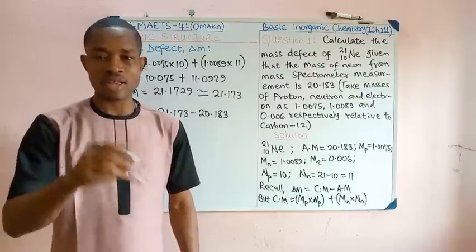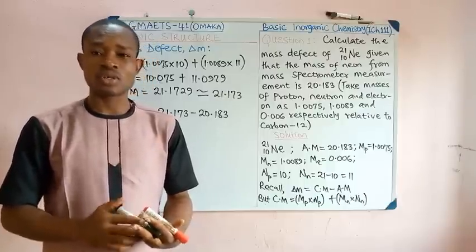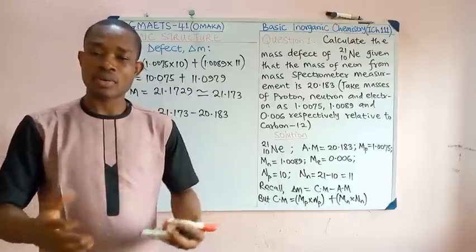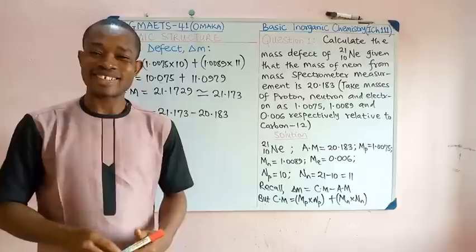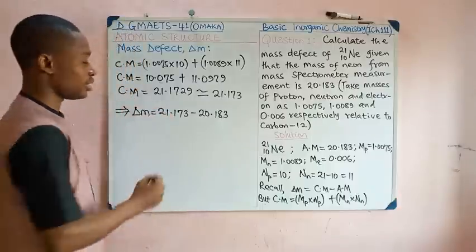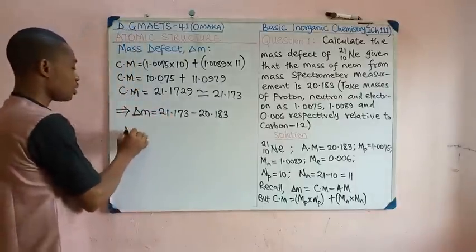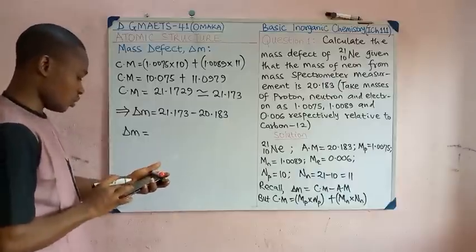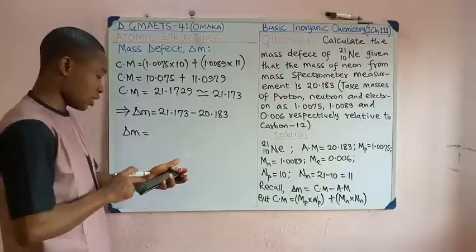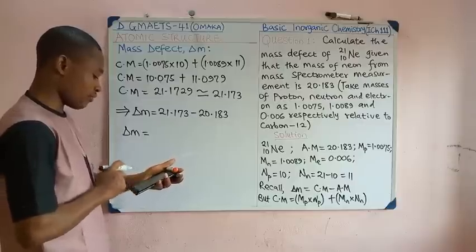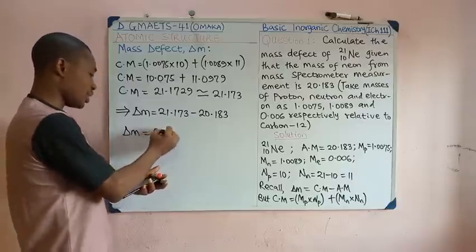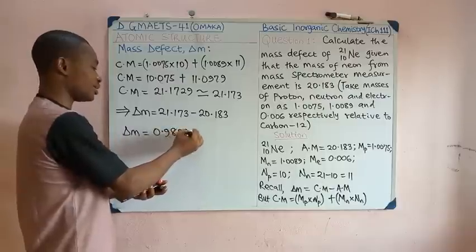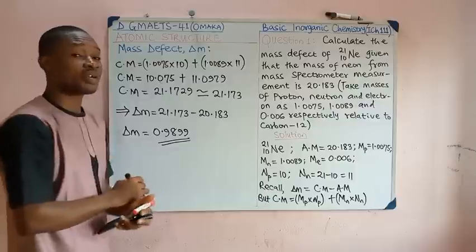Is that okay? So don't forget that. In case of a question, which of the following is correct? Question like that. The calculated mass is always greater than the actual mass. The mass defect here is not going to be, so I'll subtract 20.183 from it, and that's giving us 0.9899. Is that okay? So this is the mass defect.